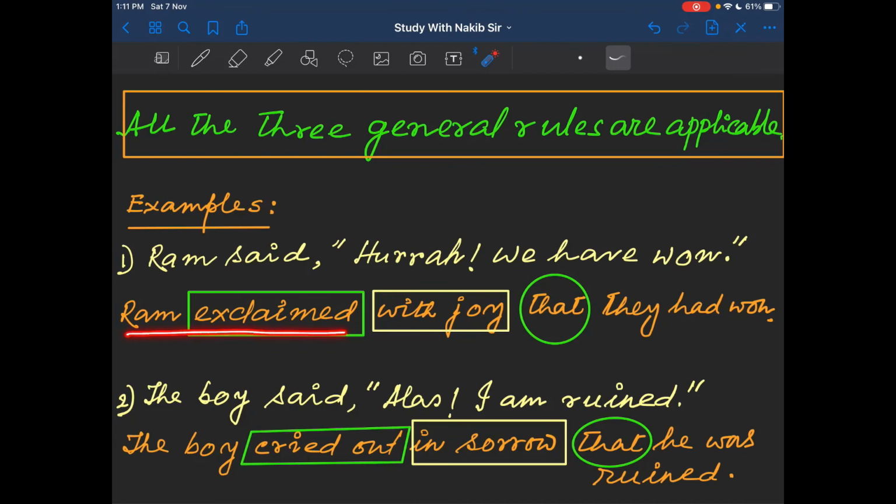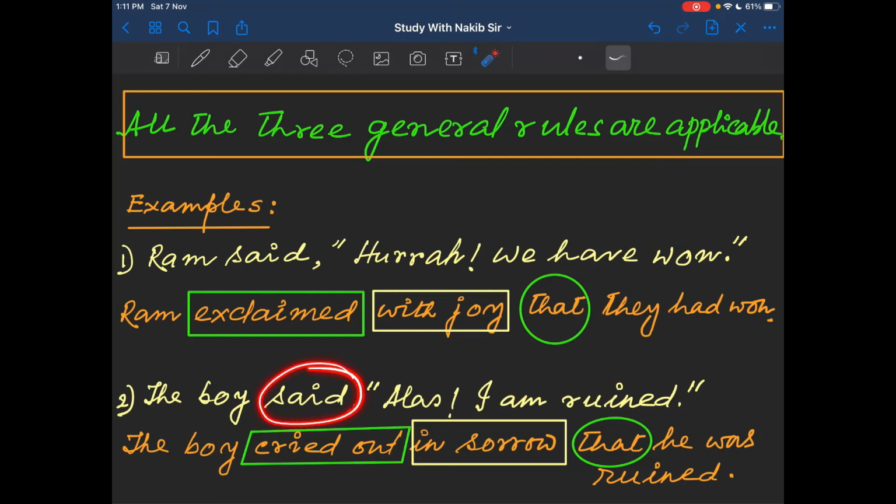Okay, so Ram exclaimed with joy that they had won. This is your indirect speech. See the second example, example 2. The boy said, "Alas, I am ruined." Obviously, it is expressing some sorrow, grief, distress.